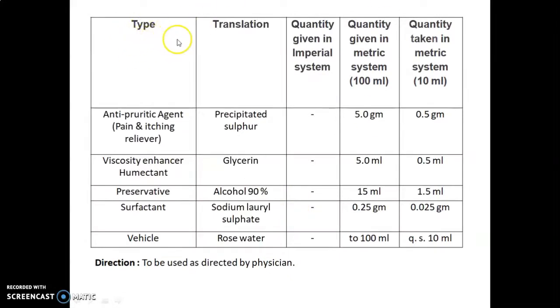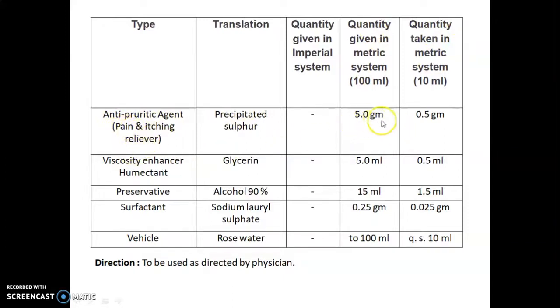So we have this formula table, with type or category, role or use of ingredient, translation, name of ingredient, and quantity given in the imperial system, which is not given as we don't have the formula given in Latin terminology. Then quantity given in the metric system to prepare up to 1000 ml, and then the quantity taken in the metric system to prepare up to 10 ml. First of all we have precipitated sulfur, which is used as an antipruritic agent, means the pain and itching reliever.